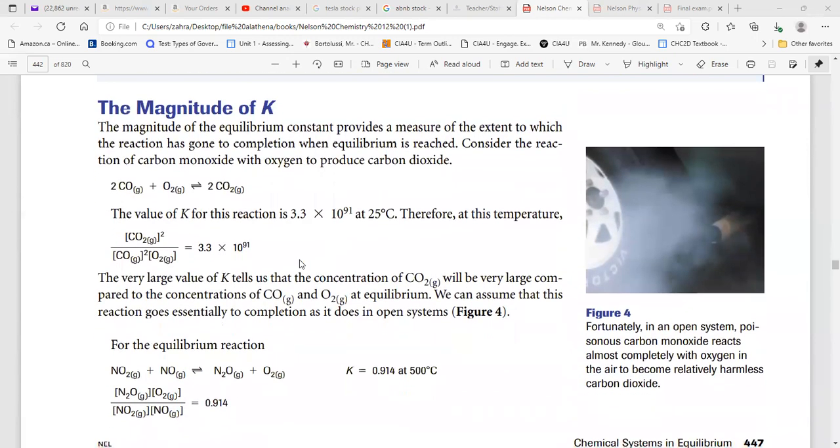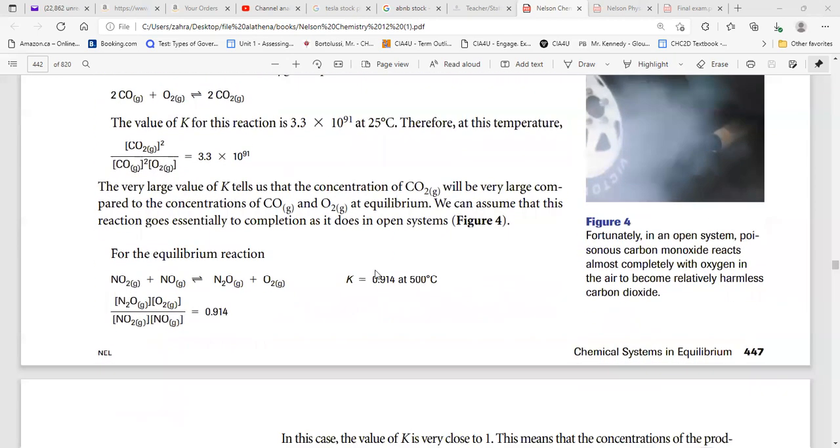So look at the K constant in this reaction. CO and O2 react to give you CO2. As you see, this is 3.3 × 10^91. It's huge. It's just saying that CO2 is your product, right? The numerator was much bigger than the denominator. That's why it's a very big number. So it means you have a high concentration of the product compared to the reactant.